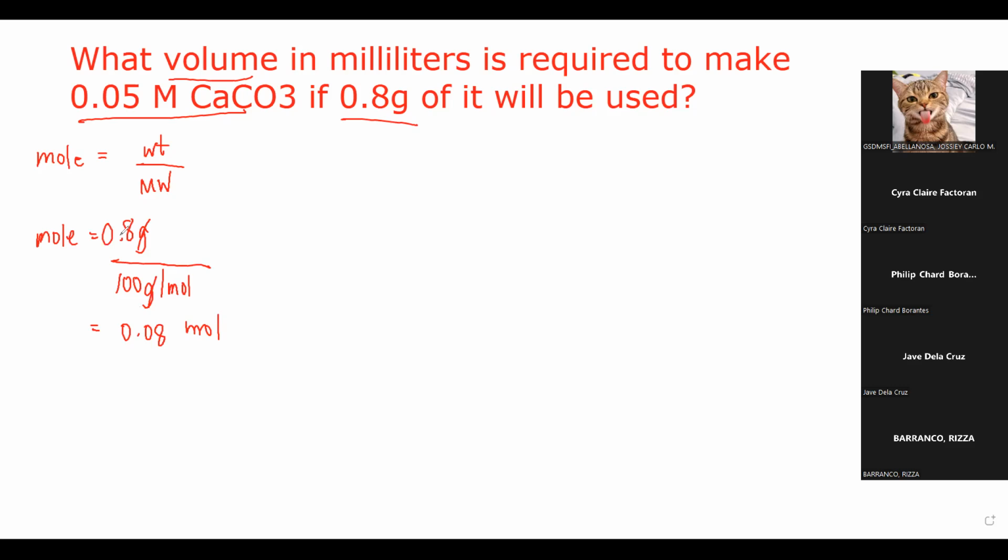0.8 divided by 100. 0. Ilang 0 ang kulang ko? Dalawa. At isa lang pala. Ay, kulang. 1, 2, 3. So this is the mole. Now, pag meron na tayong mole, we will be using the original formula. Molarity is equal to moles per liter.